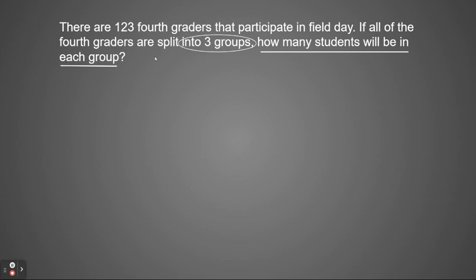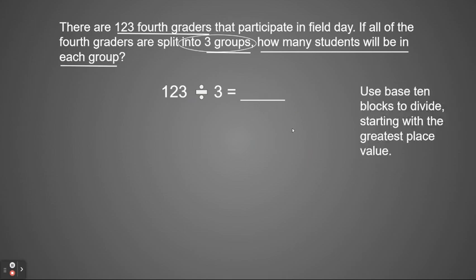Let's go back and look for our information. We have 123 fourth graders and 3 equal groups. So therefore, I know my equation is 123 divided by 3. So if you recall, this time we were going to be using base 10 blocks to divide. So to use base 10 blocks, we're going to start with the greatest place value.